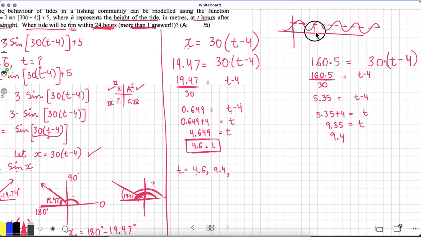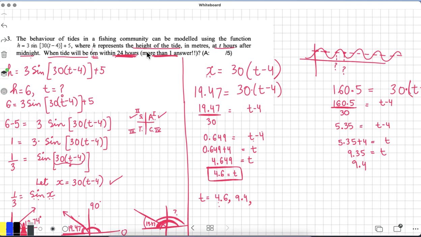I need to find the other times also. So what to do for that? Whatever times you got, add the period to that. The question says there is a 24-hour period in this one. So the period we already know is going to be 24.